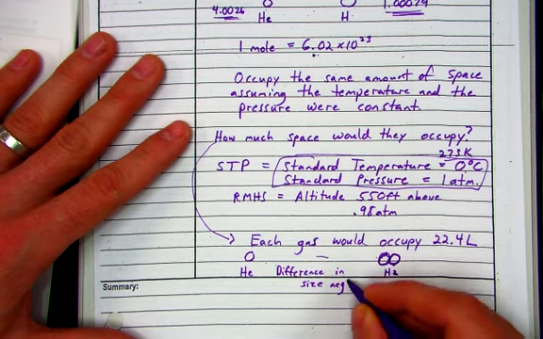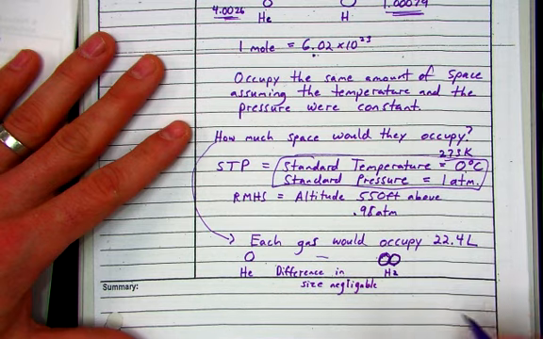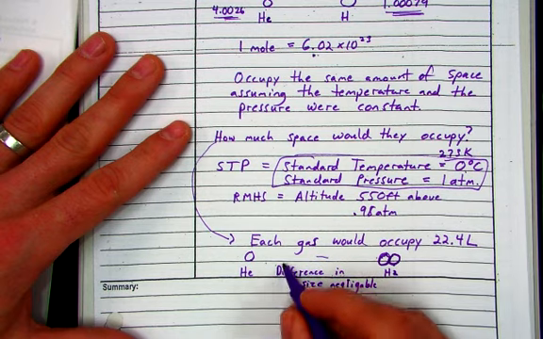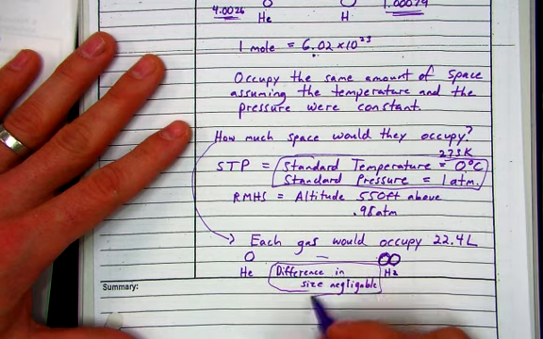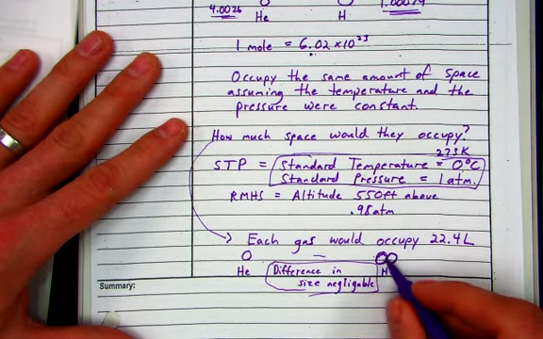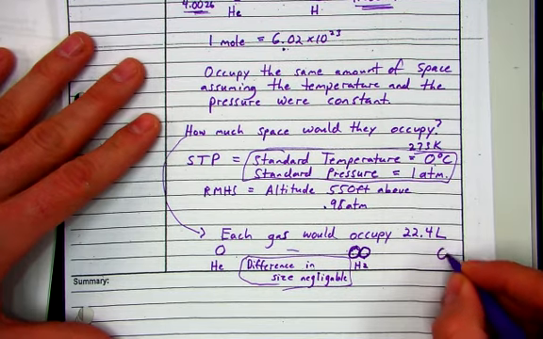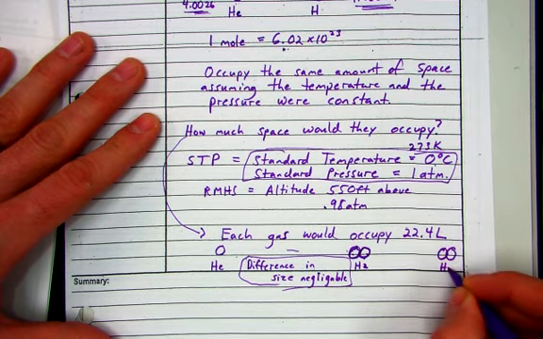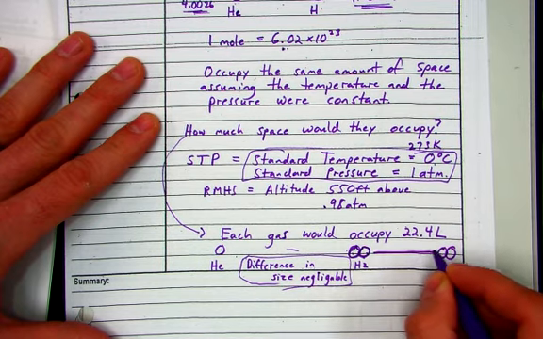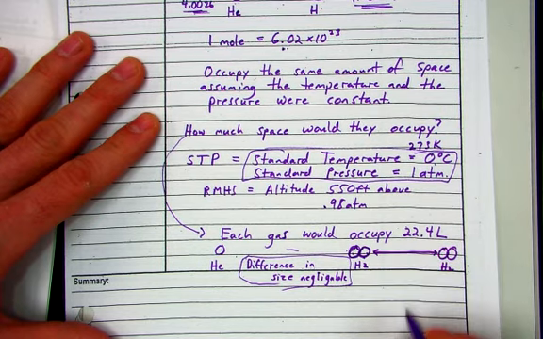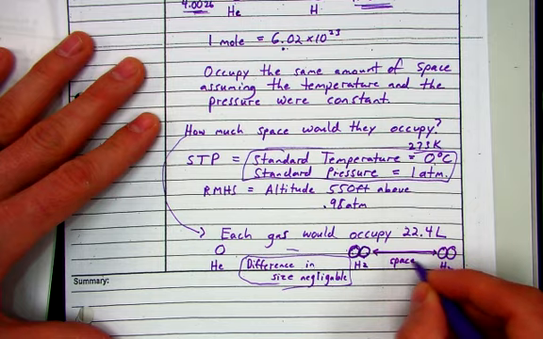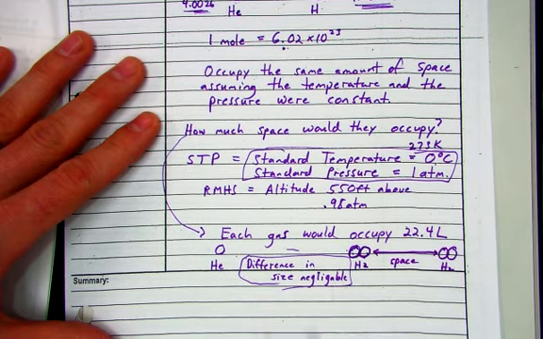And you know about my spelling, so I'm going to probably put negligible. I don't know. That's my best guess right there. All right, so the difference in size. In other words, what I'm trying to tell you is that these particles are so small, if I were to have another one of the hydrogen, there would be so much space in between the particles that the size of them is negligible, so each gas is going to occupy the same amount of space.